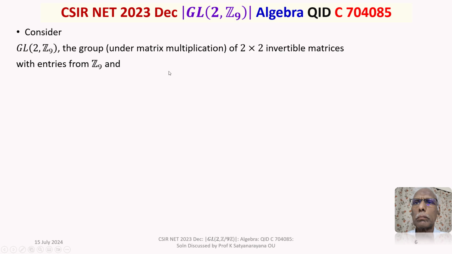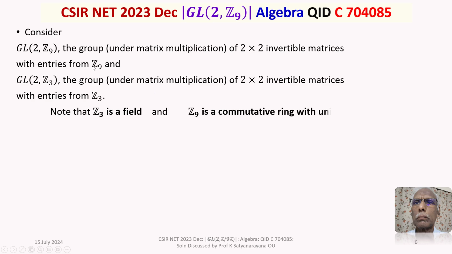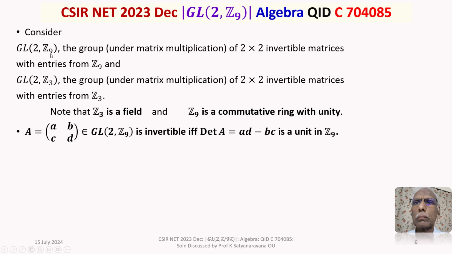And consider GL2 Z3, the group under matrix multiplication of 2 by 2 invertible matrices with entries coming from Z3, where Z3 is a finite field with 3 elements, because 3 is prime. Note that Z3 is a field and Z9 is not a field, it is a commutative ring with unity. Now, we want to find the order of GL2 comma Z9.